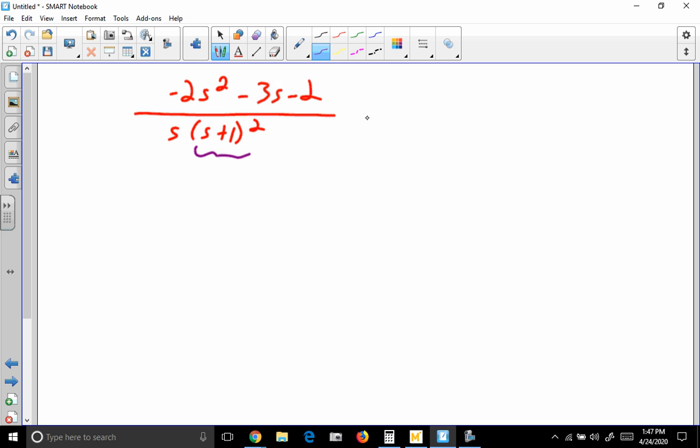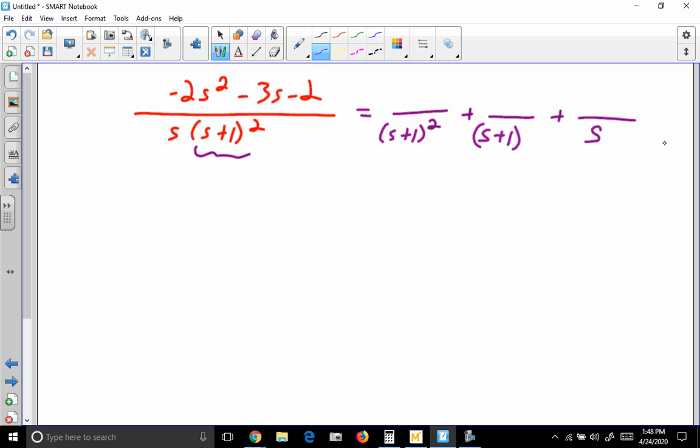If we have a repeated factor on the bottom, then we have to have that factor to each power that we could possibly have, from here down to 1. So we could have s plus 1 twice, or we could have s plus 1 once. If this was s plus 1 cubed, we would have to have third, second, and first powers. But here, since it's squared, we include it to the second, and we include it to the first. Our other factor only occurs once, so we have that fraction one time.